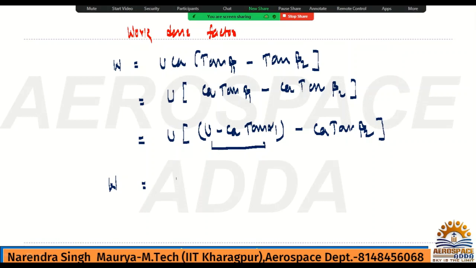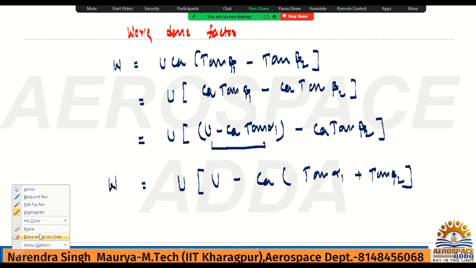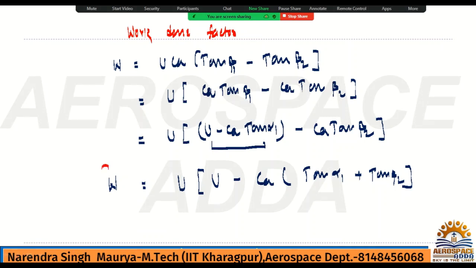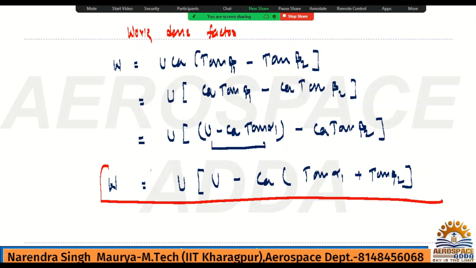So ultimately, if you write this equation, this is nothing but U, and in the bracket you can write U minus, taking CA common, tan alpha 1 plus tan beta 2. Check. Now, why am I writing in this format? It's very easy, okay? If you write the value of U, then you will get it. It's not very difficult. You need to relate it and you will understand how this came, okay? If you do not understand, then again I will explain how it comes.